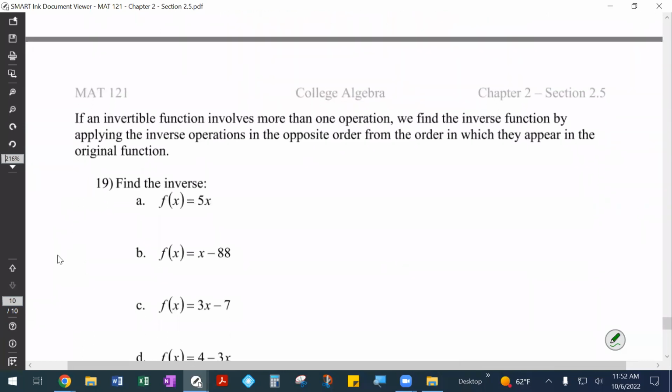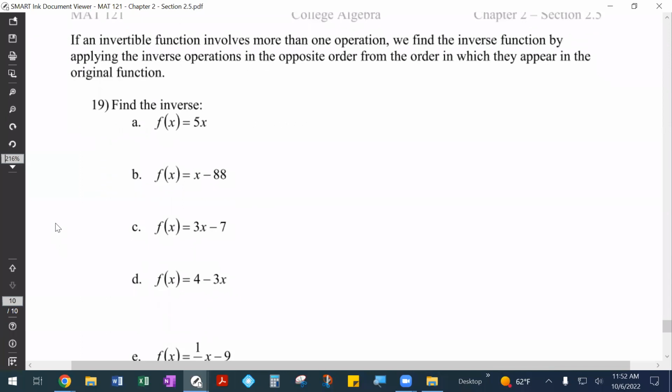Now, if you have more than one operation, because obviously we're not only going to be dealing with a single operation, they're telling us we find the inverse by applying the inverse operations, but you go in the opposite order from the original function. So the way they appear in the original function, we go in the opposite order. And of course, we use the inverse function. So this was just a quick set of examples. Some of them are single operations, some of them are multiple operations, but we're trying to find their inverses.